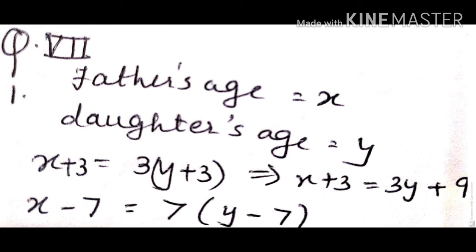Now move on to question number 7. Question number 7 first is on simultaneous linear equations, a word problem. Here we want to find the father's and daughter's present ages. So we first suppose the father's age as x and the daughter's age as y. Then the first equation formation. In the question, 3 years hence the father will be 3 times as old. So here x plus 3 is equal to 3 times y plus 3. 3 years hence means after 3 years, so x plus 3 and y plus 3. And the other equation is about 7 years ago. So x minus 7 is equal to 7 times y minus 7, the daughter's age.